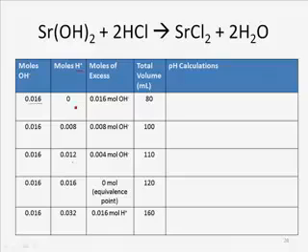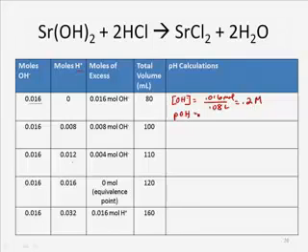So if I have no H+ added from the hydrochloric acid, that's the initial one. So my OH initially is just going to be 0.016 moles over 0.08 liters. So that's going to be 0.2. That gives me a pOH of 0.7, which means my pH is going to be 13.3.